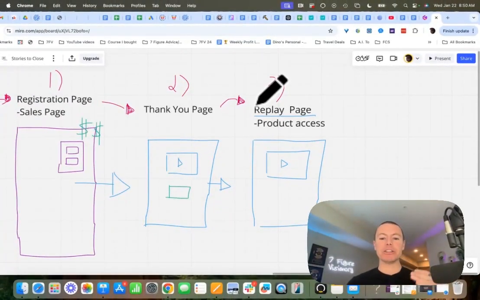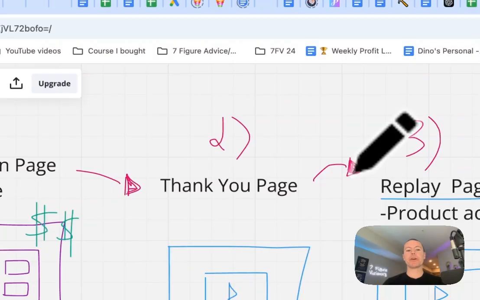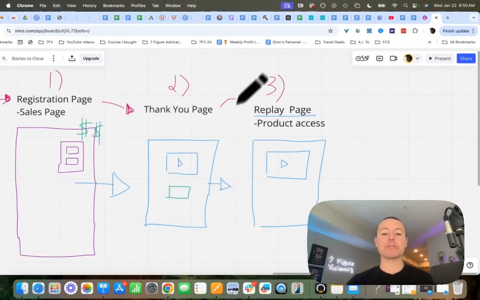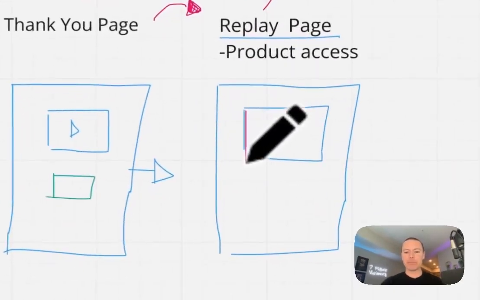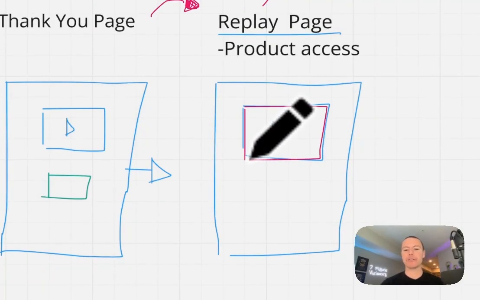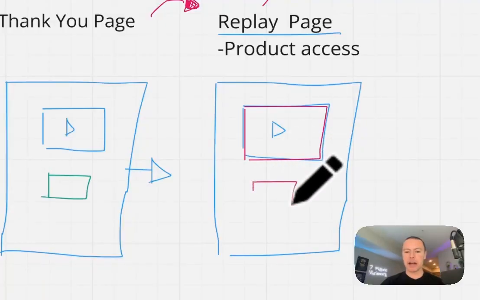The replay page is invisible in the funnel. The only people who get access to the replay page are those who registered for your workshop. The replay page sounds as it is. It's going to have a replay of your workshop. Big video right here. That is the replay. So people can watch it that couldn't attend live, or maybe they want to go back and hear your offer. And under the replay is always a big button that says buy now.